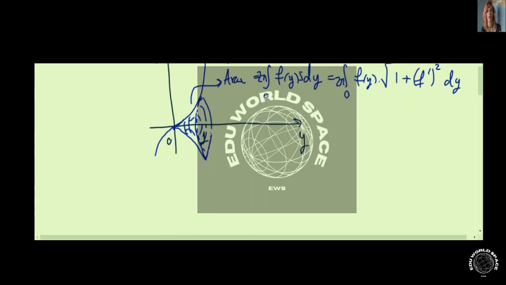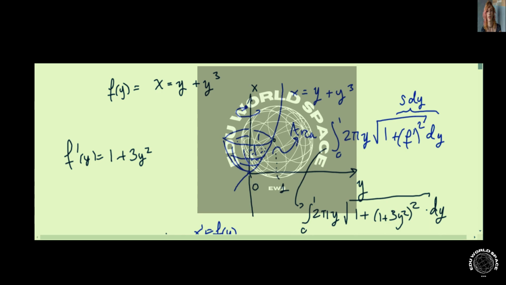And this other area will be the integral from 0 up to 1 of 2 pi times the function, which is y plus y cubed, 2 pi times y plus y cubed, times the square root of 1 plus 3y squared, and then that squared, dy.